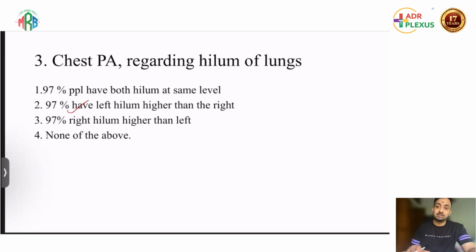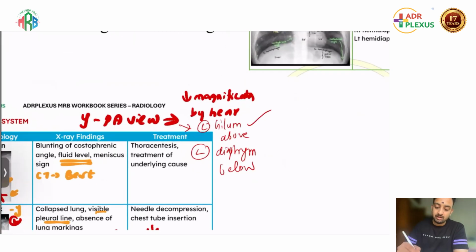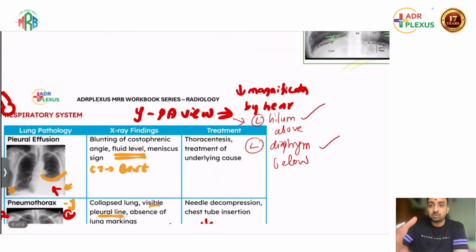So this is the correct answer. This is again a very simple concept. Okay, left hilum is above the right hilum because there is an eparterial bronchus on the right side. Similarly, left hemidiaphragm, we already discussed in the class. The left hilum is above the right hilum and left diaphragm is situated below the right diaphragm because of the presence of cardiac pulsation. So these are the two physiological and anatomical things resulting in radiographic appearances of left hilum and left diaphragm.